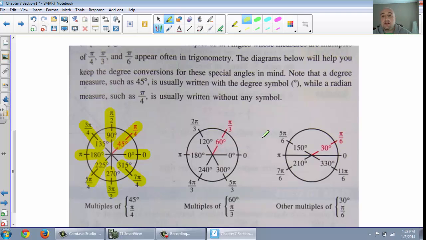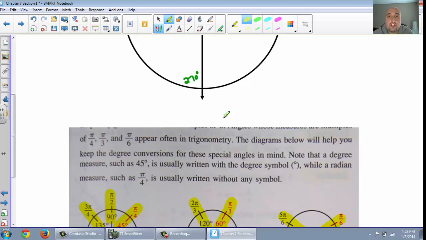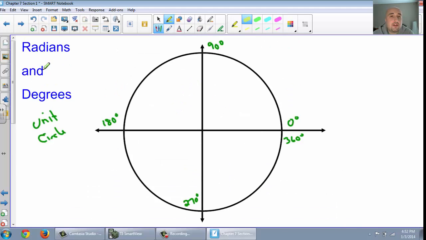I just want to give you an idea that every single degree, for instance 60 degrees, has a radian measure of pi over 3. 120 is 2 pi over 3, 180 is 1 pi, 240 is 4 pi over 3, 300 is 5 pi over 3, and 0 is 0. Same thing with 30s. 30 degrees is pi over 6, 150 is 5 pi over 6, and so on. So the unit circle, degrees and radians go together. They're just like Celsius and Fahrenheit in measures of temperature.